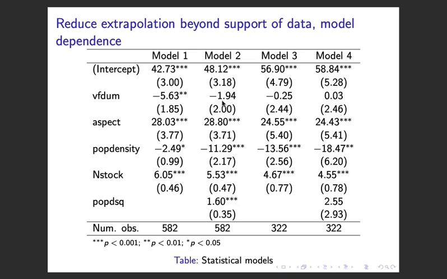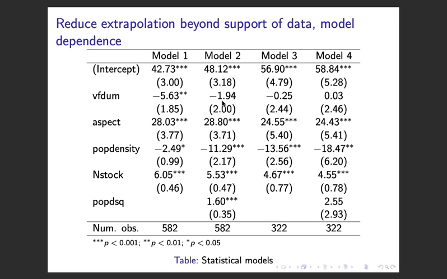Gary King argues that the purpose of matching is to reduce extrapolation beyond the support of the data and to reduce model dependence. Model dependence is simply the phenomenon where the coefficient or the quantity of interest that we estimate varies a lot depending on which specification we use, which regression specification or what model we use.